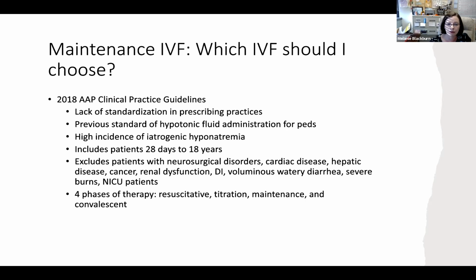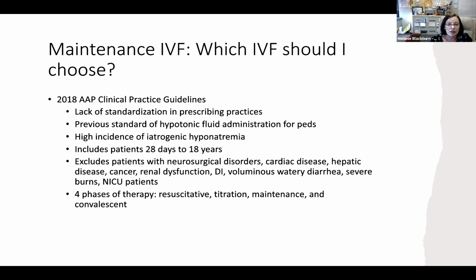So a few years ago, the AAP came out with clinical practice guidelines around maintenance IV fluids so that more standardization in prescribing practices could happen. When you standardize products, that helps hospitals stock certain products and have things readily available for you based on use, but also obviously decreases harm in our patients, to prevent iatrogenic hyponatremia.